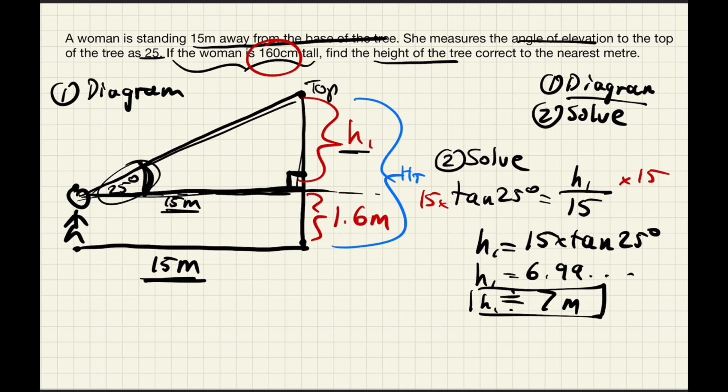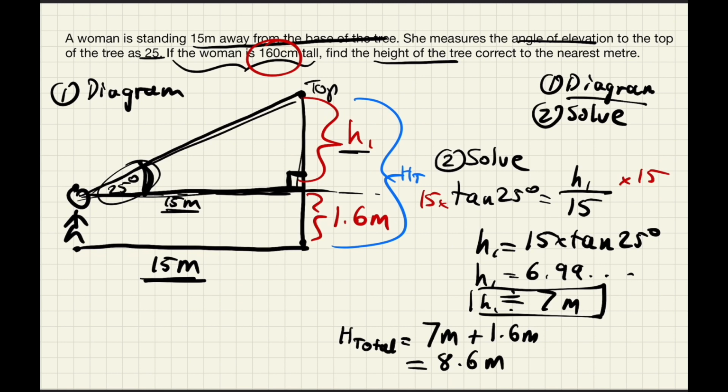Okay, so that's step one of the problem done, but we still need to find the total height. So h total is going to be that 7 meters, which is h1, plus the 1.6 meters of height for the woman that's looking at the tree. So when we add 7 meters to 1.6 meters, this will be 8.6 meters.